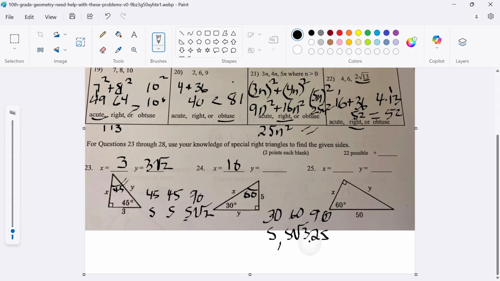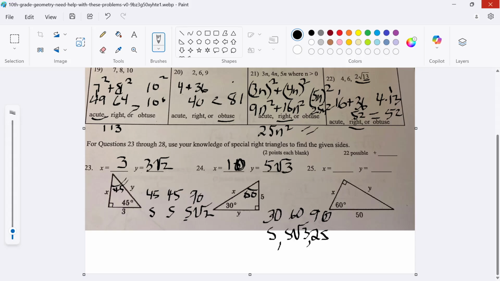I'm going to put commas here. And that should be a 10, not a 16. It almost looks like a 16. And then y, the side opposite the 60-degree angle, is S square root of 3, or 5 square root of 3.